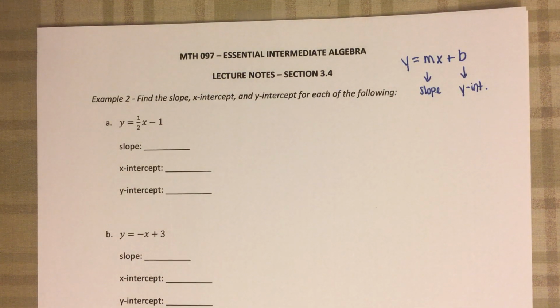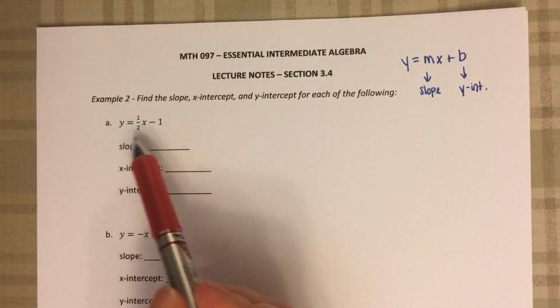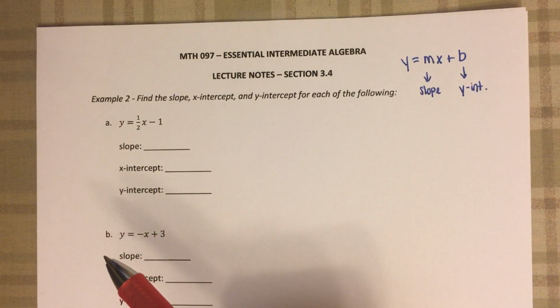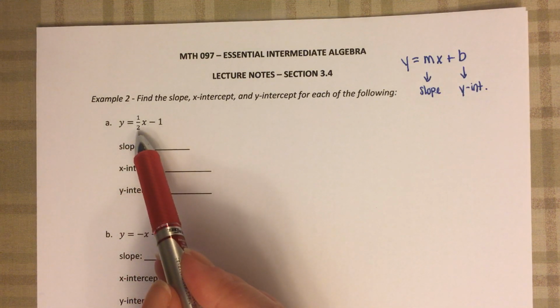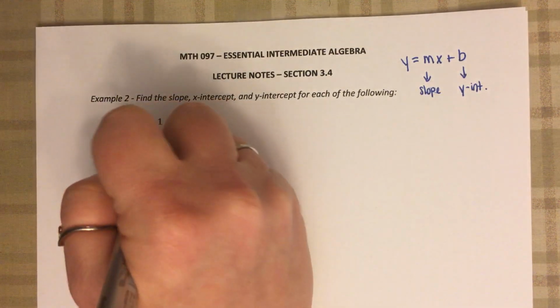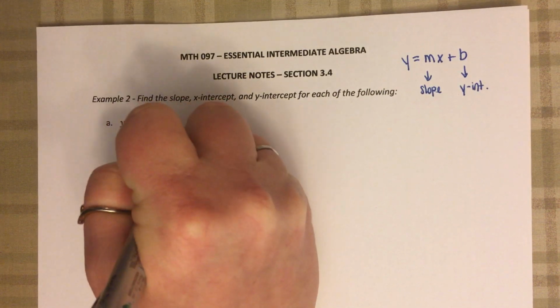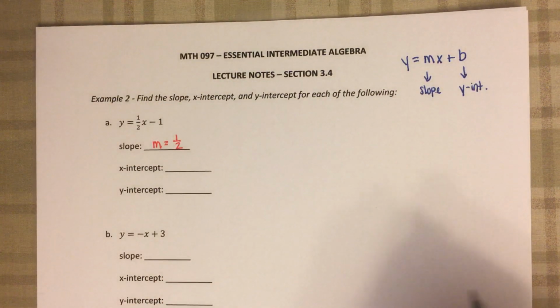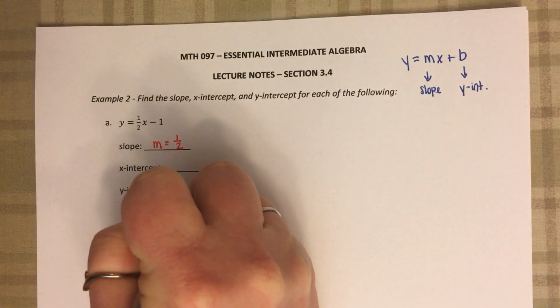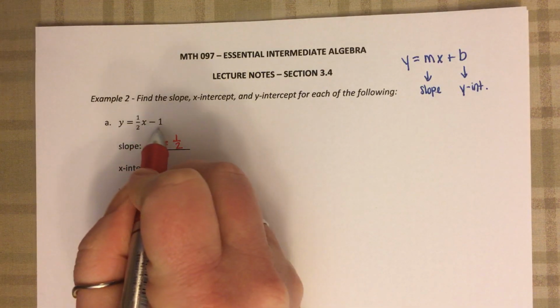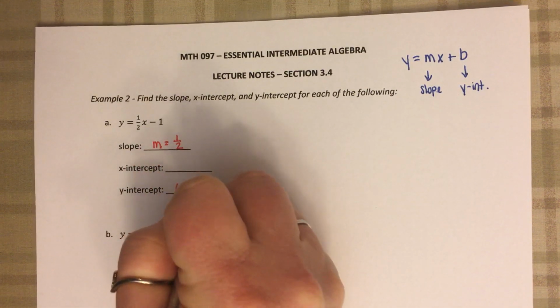So using this information, in example A, we are given y equals 1/2 x minus 1. So our coefficient of x, our number connected to x, is always our slope. So in this case, our slope, our m, equals 1/2. Our y-intercept is always 0, comma, and then whatever number we have over here, -1.